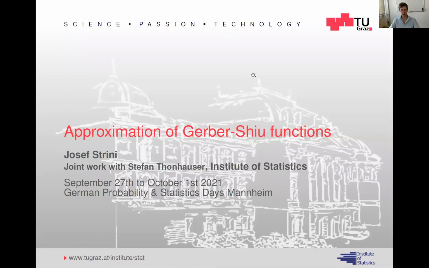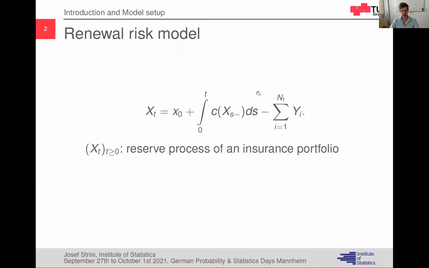Hello everyone, my name is Josef Strini and I will talk about an approximation of Gerber-Shiu functions in renewal risk models. This is a joint work with Stefan Thonhauser. First of all, I want to introduce renewal risk models.